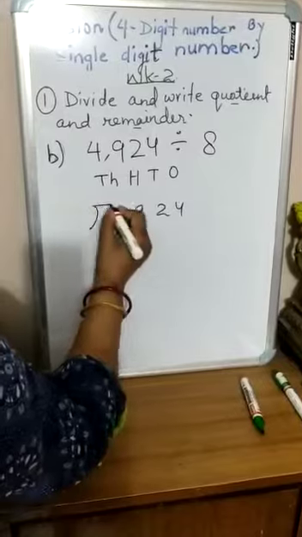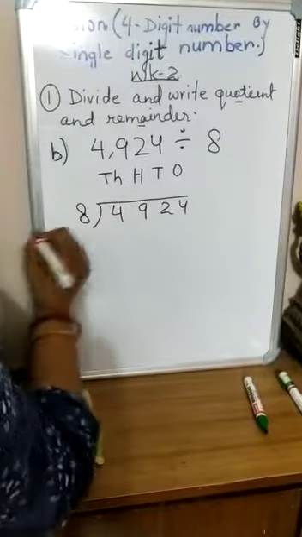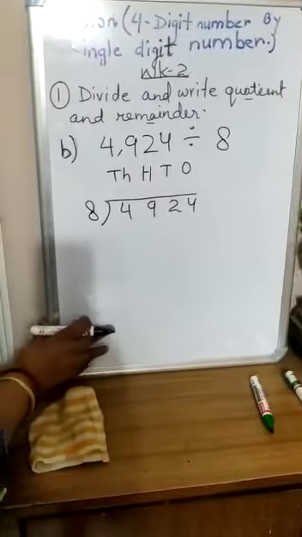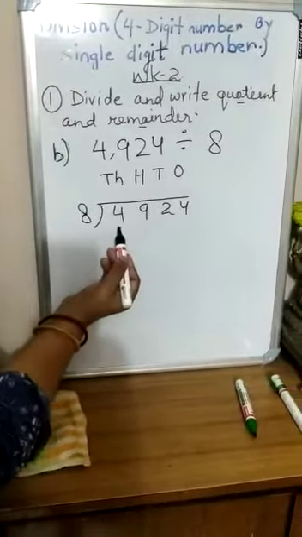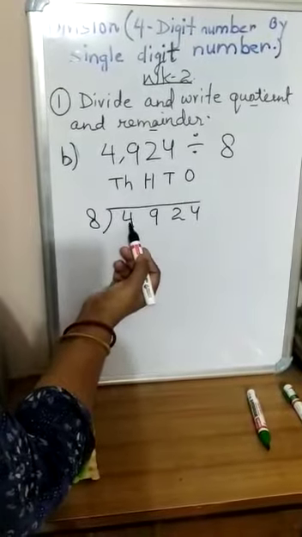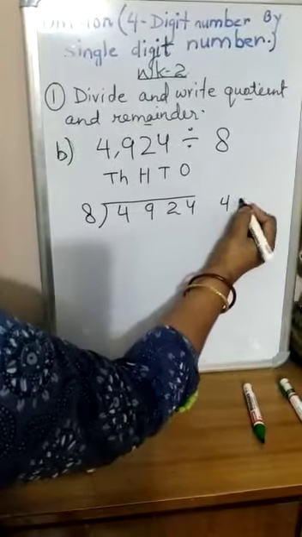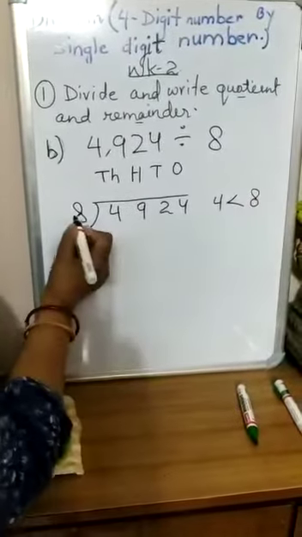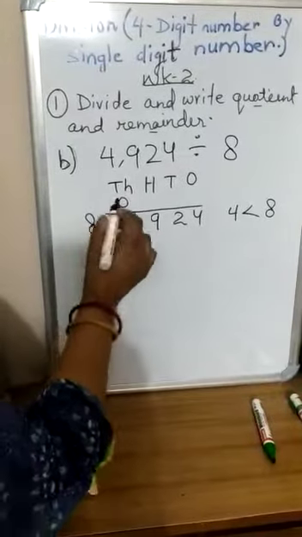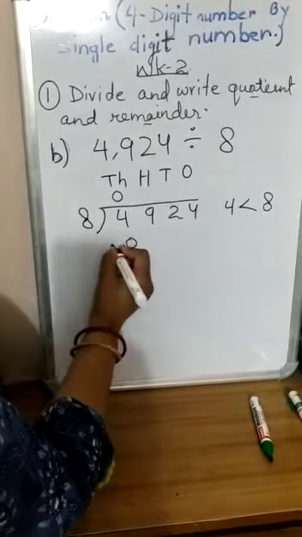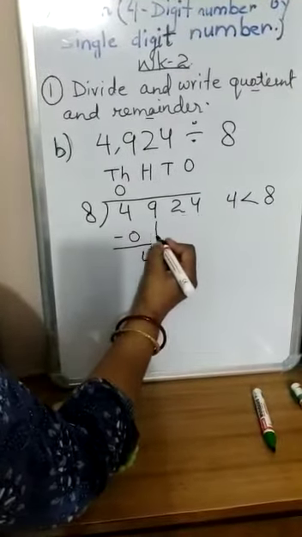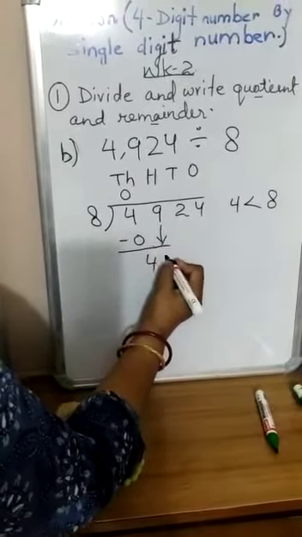Now I will give the division form divided by 8, right? Now here I will start according to the rule, I will start from the extreme left side of the dividend, that is greatest place value digit. So 4000. 4 is less than 8. So I will multiply 8 with 0. 0 will be at the thousands place. 0 times of 8 is 0. Now 4 minus 0 is 4. Now I will put down this 900 along with 4.